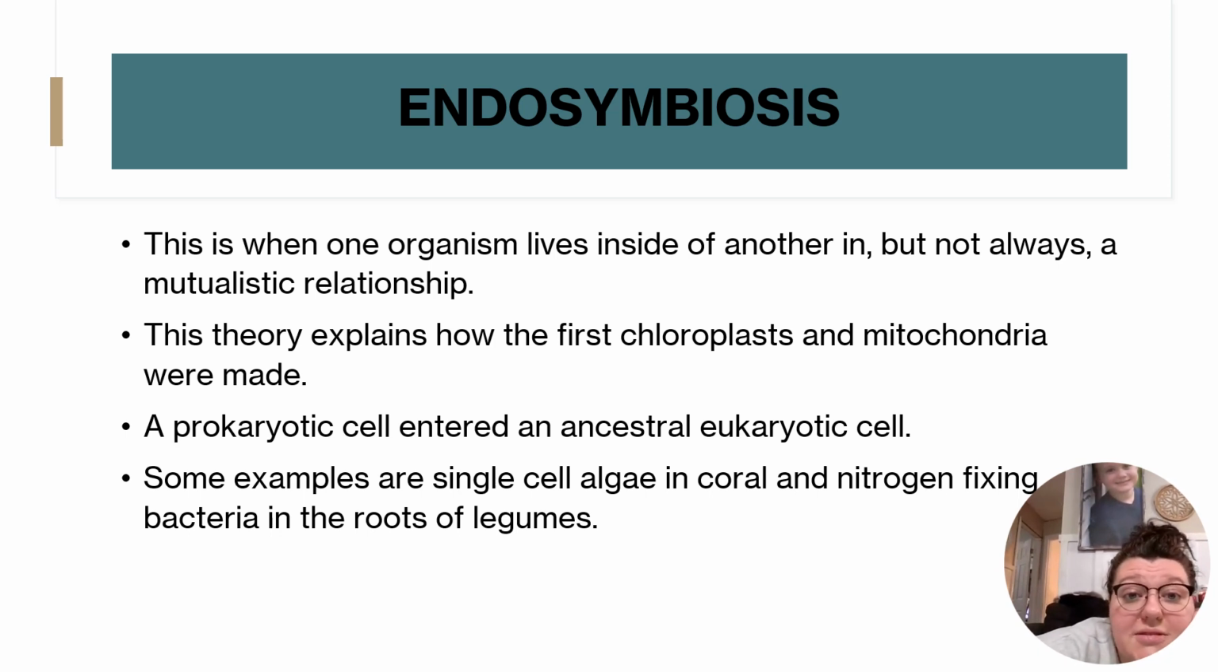Next, we'll go into endosymbiosis. So they come up with this because they think a prokaryotic cell entered an ancestral eukaryotic cell. And with this theory, they kind of explain how the first chloroplast and mitochondria were made. We know that chloroplasts are the cells in plant cells that help them with photosynthesis. And we know that mitochondria are the powerhouse of the cells. And we'll actually go into mitochondria here in a little bit.